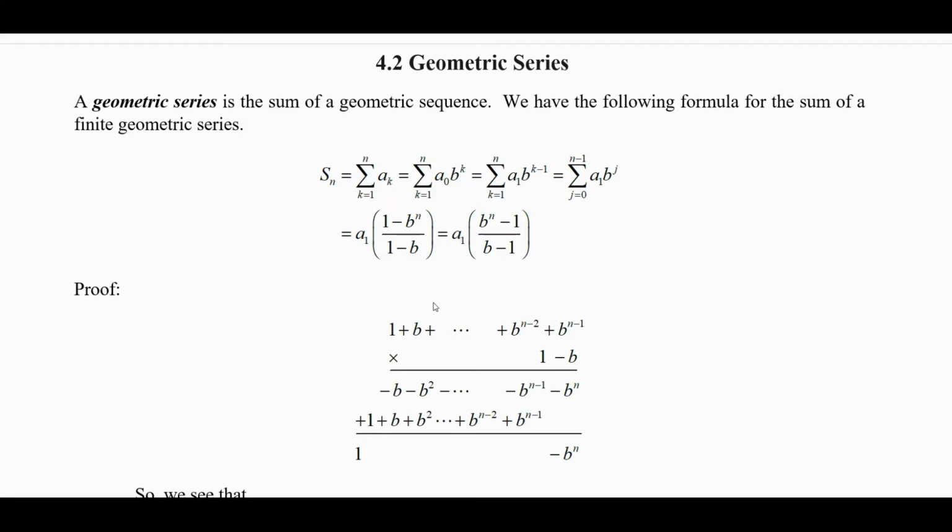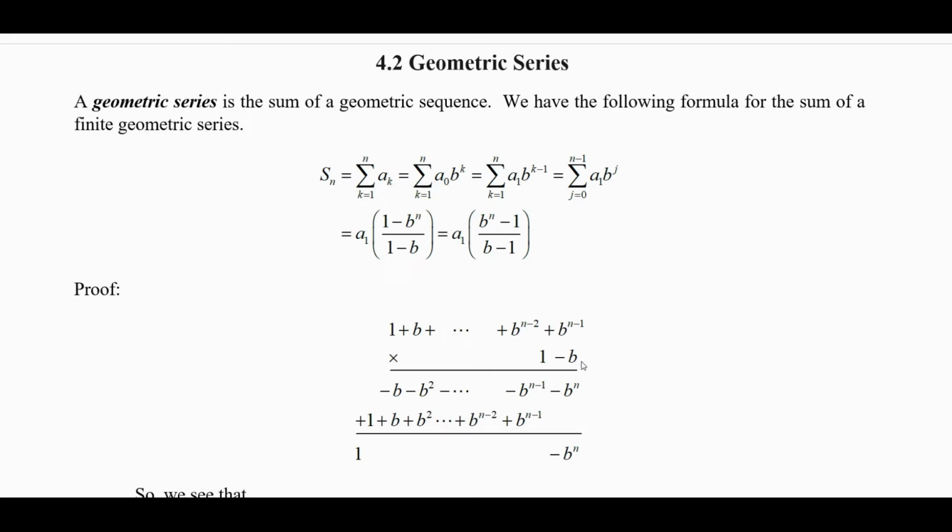Now, let's actually see if we can prove that formula. Okay, so I take a sequence that's geometric, but starting with the term 1. The second term would be b, next would be b squared, b cubed. I'm just multiplying by b each time, and you end up with b to the n minus 2 and b to the n minus 1. Since I'm starting with 0 b's at the first one and ending with n minus 1 b's multiplied together on the last one, this is actually n terms.